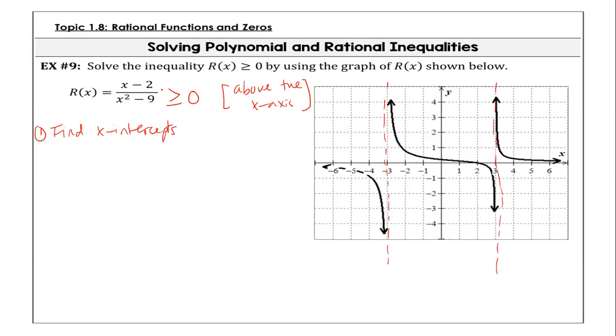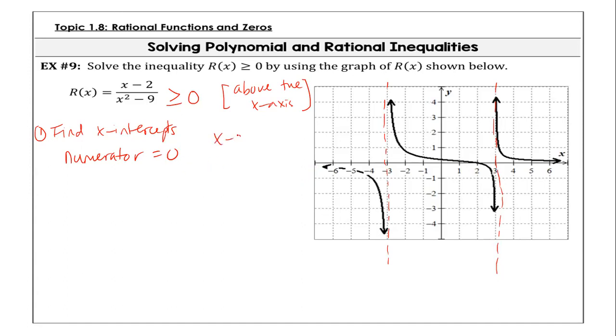Okay. So your denominator tells you your vertical asymptotes. What tells me my x-intercepts? My numerator. Setting your numerator equal to 0 is how you're going to find your x-intercepts. Does that make sense? Next, we're going to identify our asymptotes, but first, we want to find our intercepts. So our numerator equal to 0.